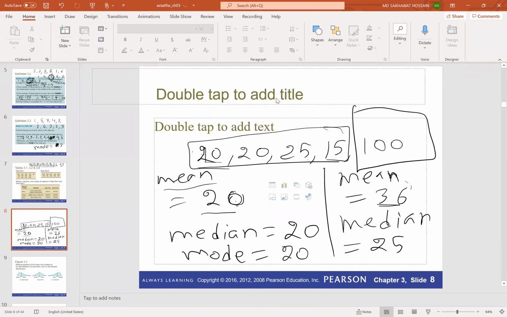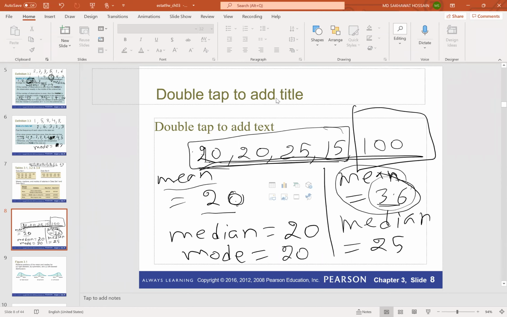But if we say the mean is 36 for this data, it doesn't represent 100, right? It is not close to 100. It doesn't even represent the other numbers, right? Because they are also not close to 36. All the observations are different from 36. They are not very close to 36, right? So that means this mean doesn't represent the data set very well.